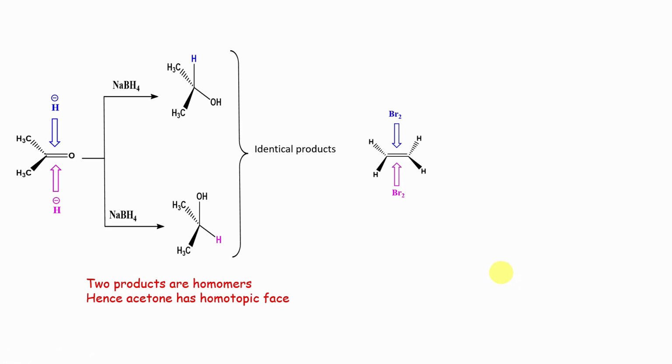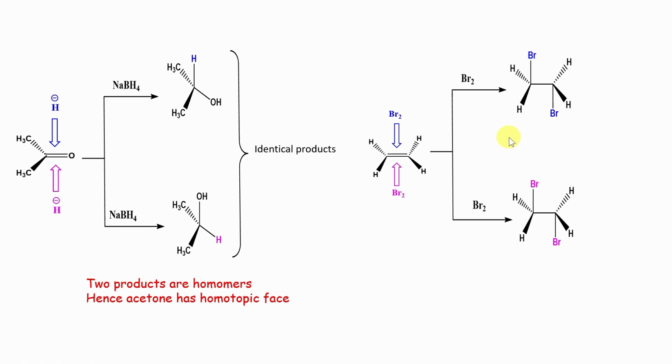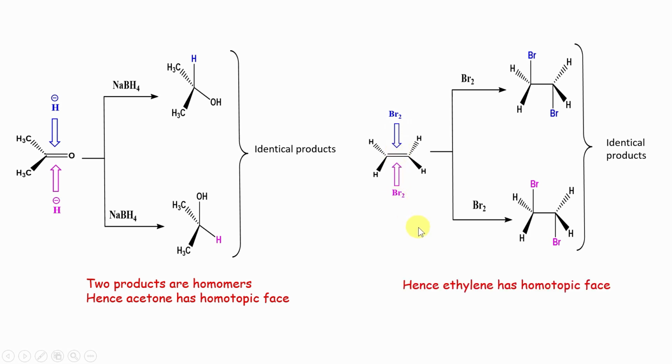Similarly, in the case of addition of bromine to ethylene, bromine may add through this top face or through the bottom face. If bromine addition takes place through the top face, you will get this 1,2-dibromoethane, and if bromine addition takes place through the bottom face, we will get the same 1,2-dibromoethane. So we will get two identical products, and hence these two faces of ethylene are homotopic.